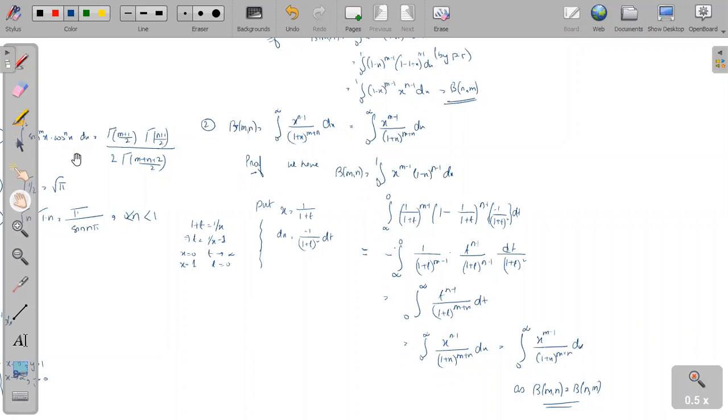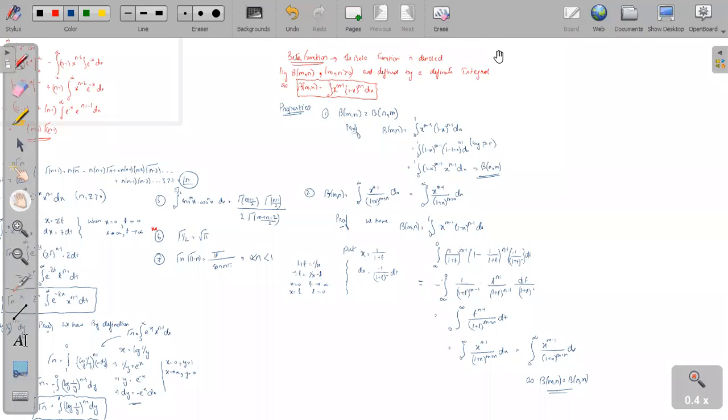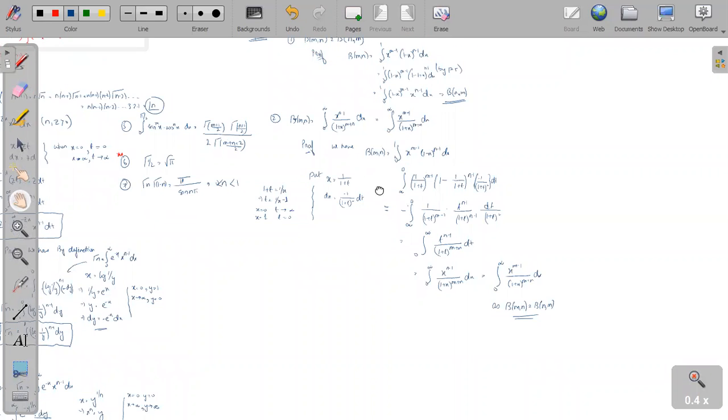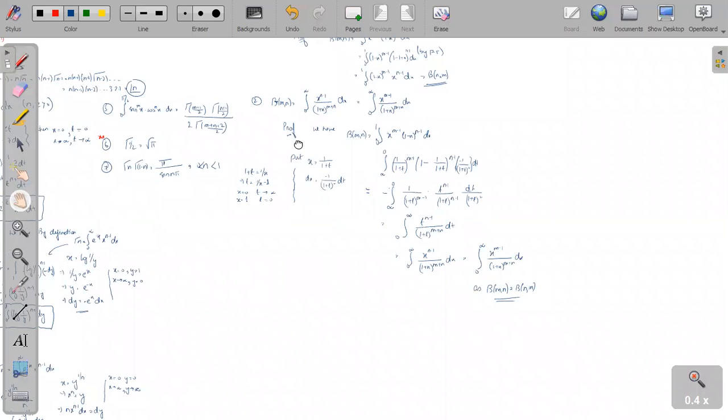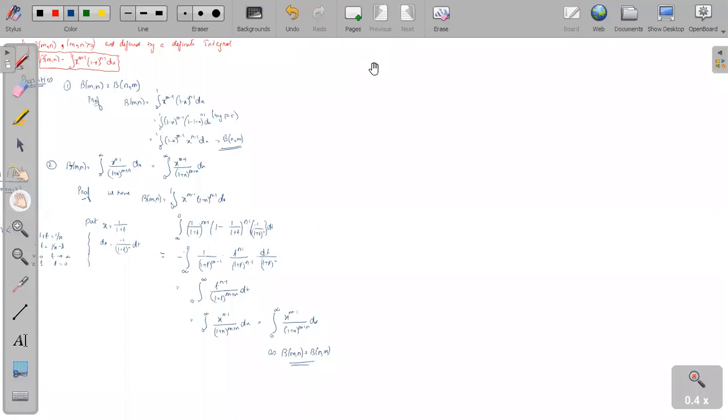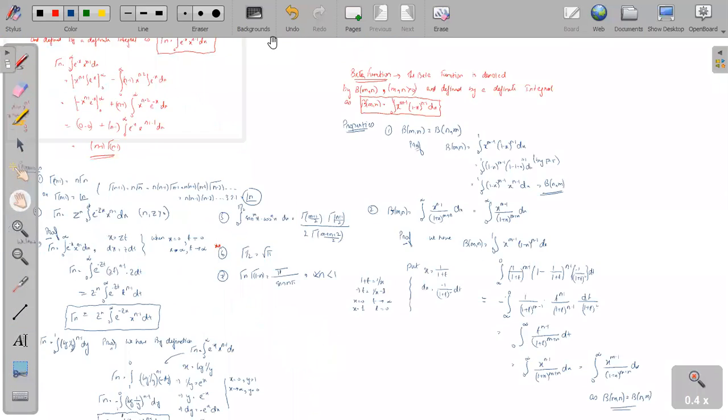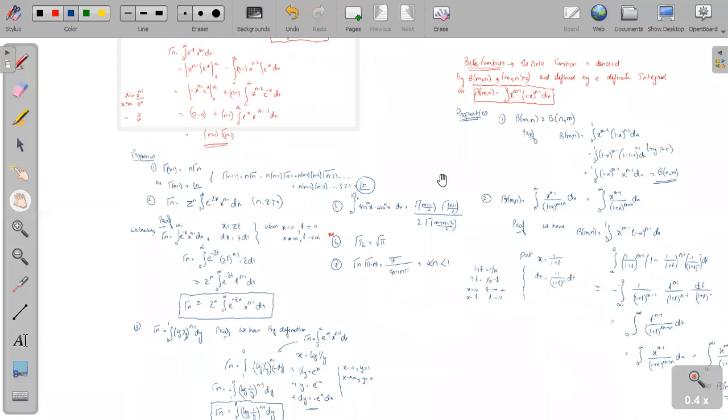Fine, write it down. Okay, fine. So here we have gone through the second property. Let's write down the third property also. Let's write down the third property on the new page, or you can write it out here also.